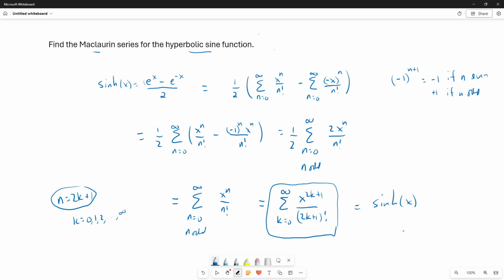It's very similar to the series for the ordinary sine of x. It's almost the same series. The ordinary sine of x would also include the alternating symbol. And then it would have the x to an odd power divided by that same power factorial.